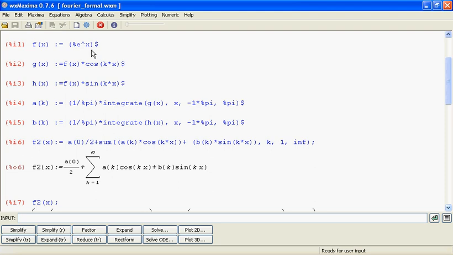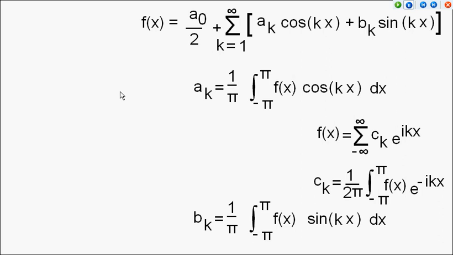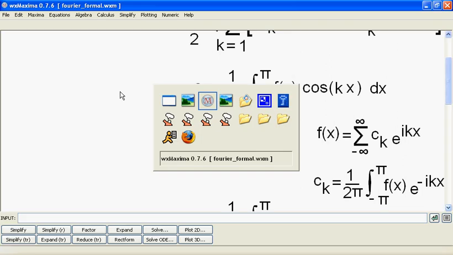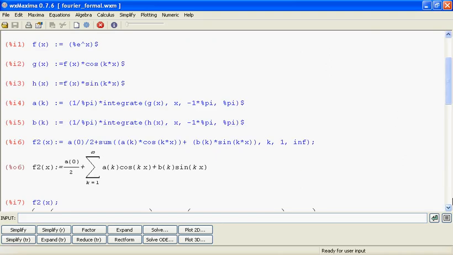the x. We next define g and h of x as e to the x multiplied by cosine kx or sine kx. From there, we can define a sub k and b sub k as they correspond to the equation for a Fourier series. Our next task will be to define f2 of x, which is the Fourier series of e to the x.